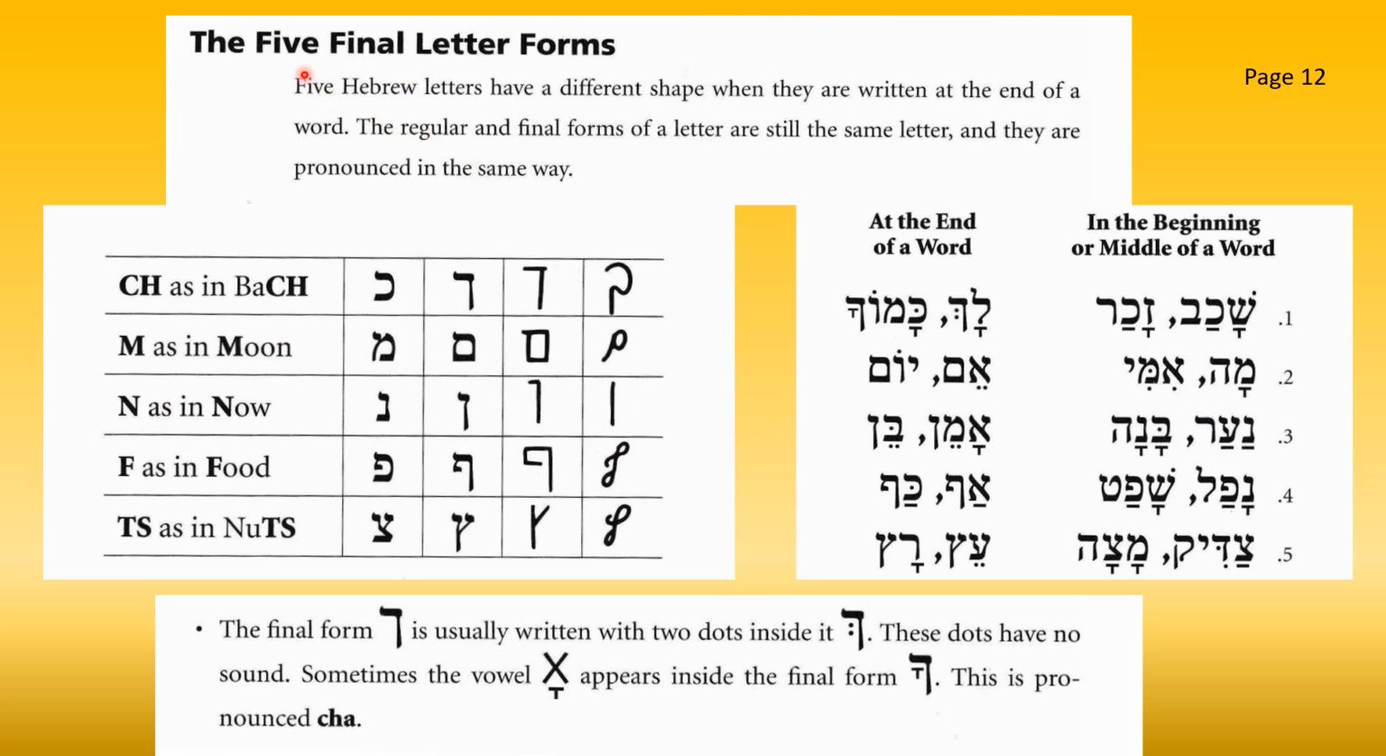And finally, turning to the 5 final letter forms of the alphabet, we have the chaf and the chaf sofit, the mem and the mem sofit, the nun and the nun sofit, the fe and the fe sofit, the tzadi and the tzadi sofit.